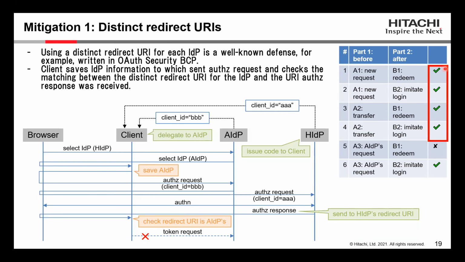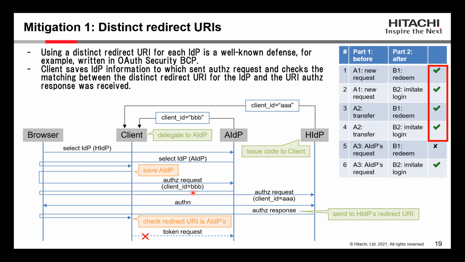Here, regarding patterns 1 to 4, I describe how this mitigation 1 works. The user selects HITACHI in their browser. The network attacker manipulates this request and makes it reach AIDP. Then AIDP redirects the browser to the client as if the user selected AIDP. So the client sends an authorization request to AIDP, not HITACHI. Before sending the authorization request, the client saves that the user selected AIDP, in something like a session.